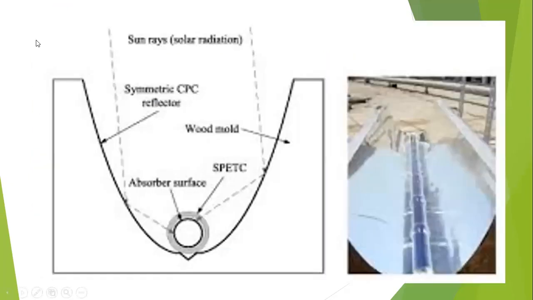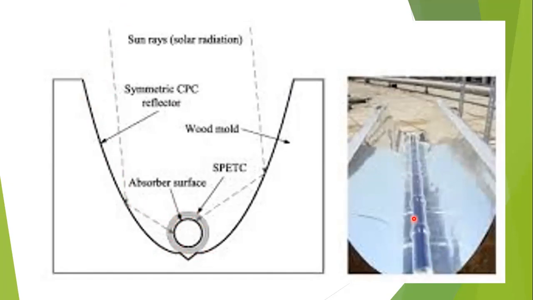See, if you see only one trough, it will be like this. Practically it will be like this, and theoretically these are the explanations. So sun rays are directly coming onto the trough, and they are getting reflected to this observer surface. This is the observer surface.